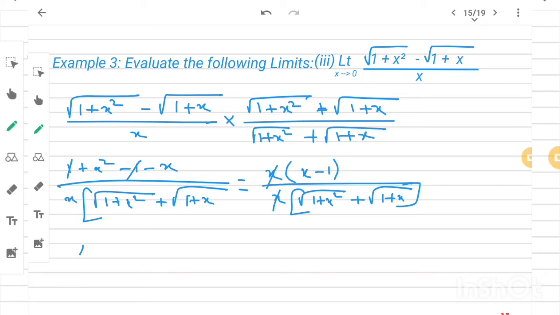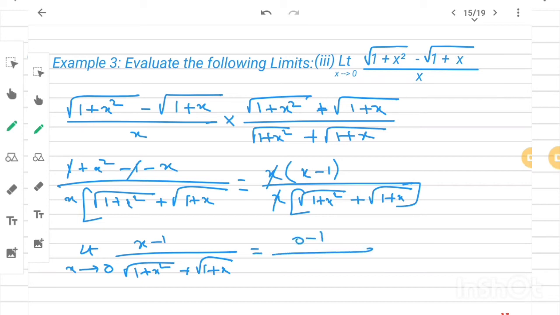Now we can substitute the limit. Limit x tends to 0, x minus 1 whole divided by root of 1 plus x square plus root of 1 plus x. So it will become 0 minus 1 whole divided by root 1 plus root 1. Then minus 1 by 2. This is your answer. Okay.